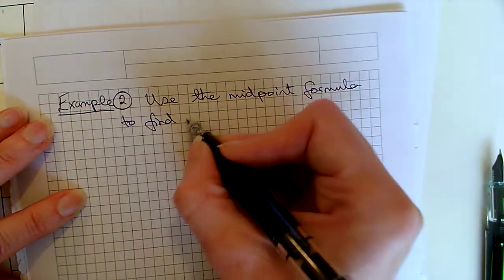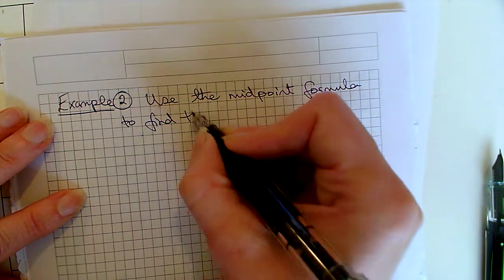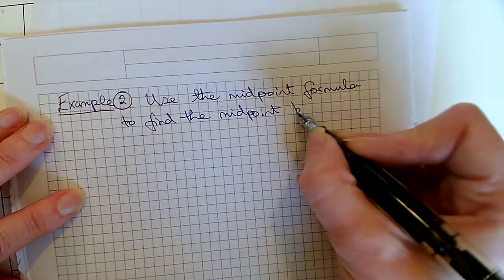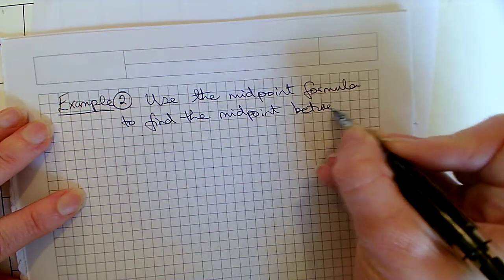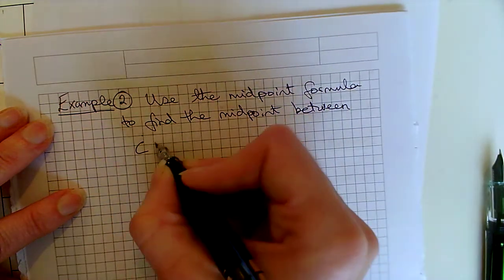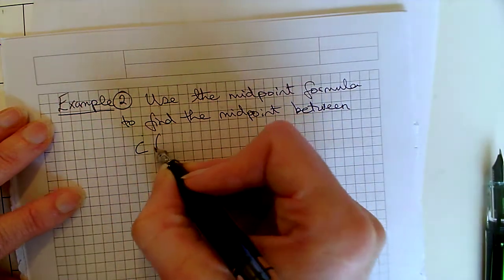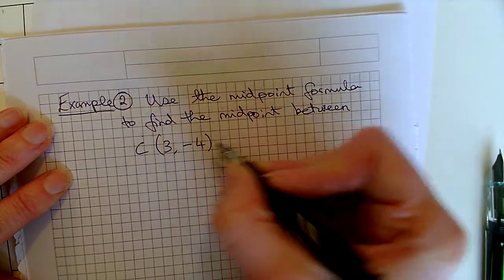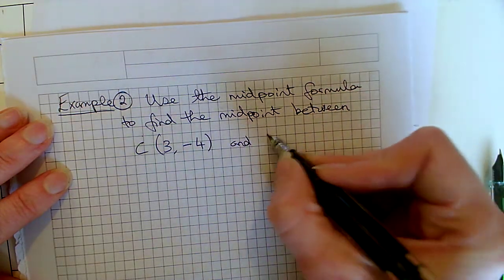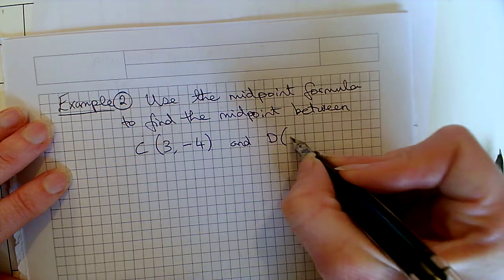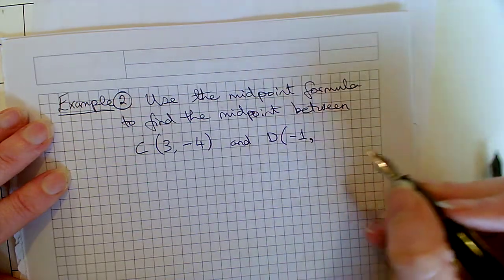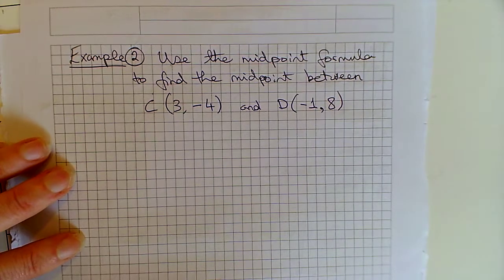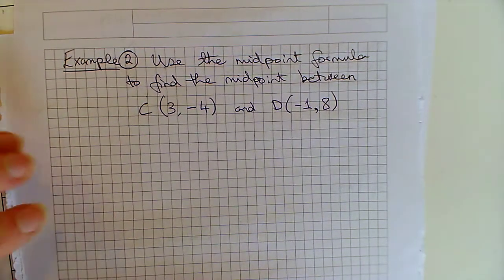Use the midpoint formula to find the midpoint between, do my points have to be A and B? They don't, they could be anything. C, which is 3, minus 4, and D, which is minus 1, comma 8. Okay, so those are the points I'm going to go between.